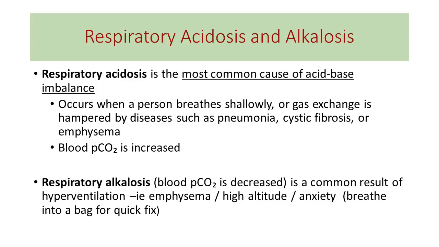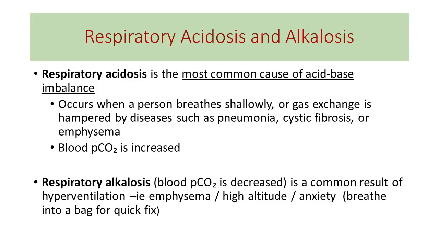Okay, so it's important to know that respiratory acidosis is the most common cause of acid-base imbalance in the body. For example, if we already mentioned pathologies like bronchitis, pneumonia, emphysema, where gas exchange is being impaired in the lungs, it's going to result in rising levels of carbon dioxide in the blood. So this refers directly then to increasing acidity of the blood, or what's known as respiratory acidosis.